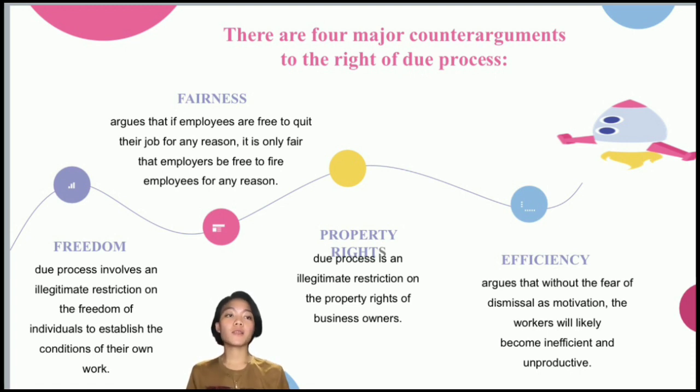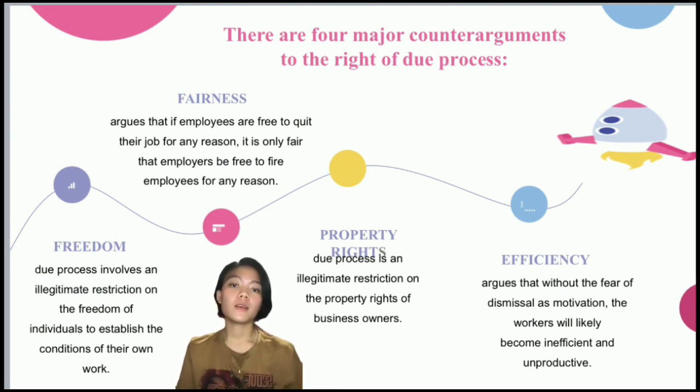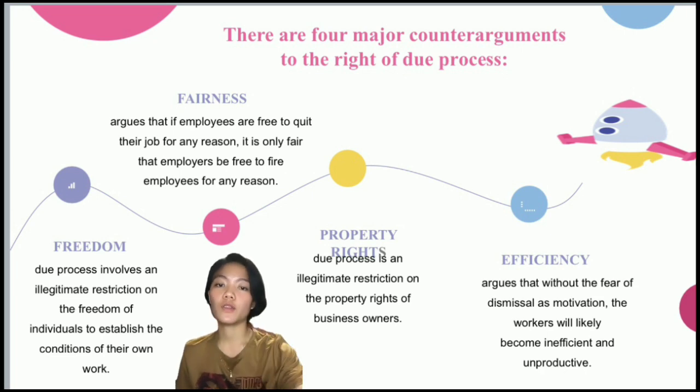The last one is efficiency. Efficiency argues that without the fear of dismissal as motivation, the workers will likely become inefficient and unproductive. So efficiency, if that sounds like the definition of automation, you're on the right track. Additional benefits of business efficiency include higher levels of satisfaction among employees, customers, business partners, and shareholders.